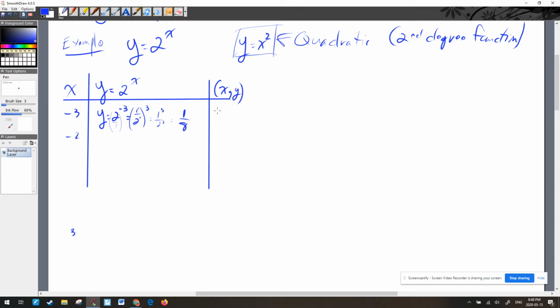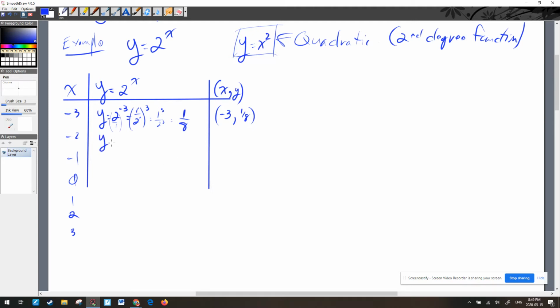So I'm going to write this as an ordered pair. The ordered pair is -3, there's the x value, and 1/8, or 0.125, okay? Going to do the exact same thing for -2. Maybe you could pause the video and do -2, -1, 0, 1, and 2, and get all of your ordered pairs. That would be a good exercise. Go, go, go. So I'm going to go ahead and do it.